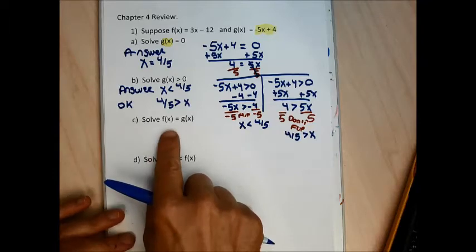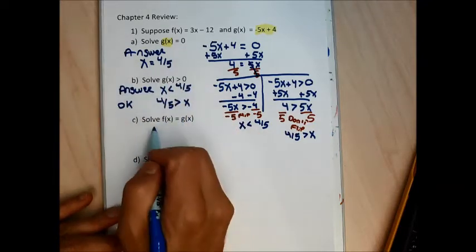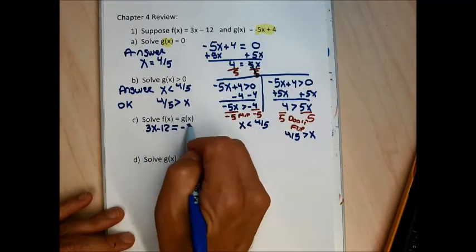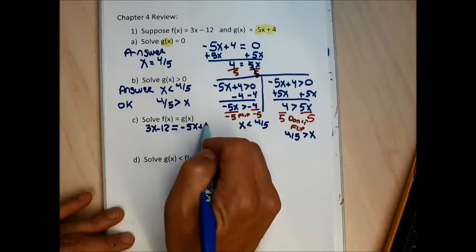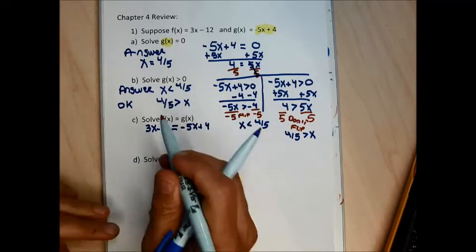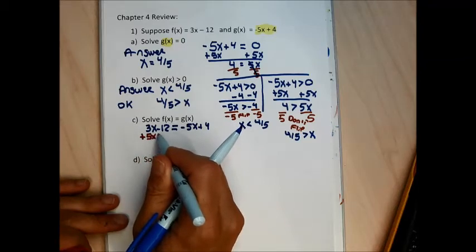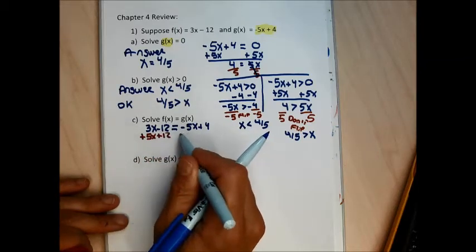For part C, I'm going to replace the f of x with 3x minus 12. I'm going to leave the equal sign. I'm going to replace the g of x with negative 5x plus 4. And I'm going to get the letters on one side, the numbers on the other. I shouldn't get this set equal to 0, specifically because there's no exponents with the letters.